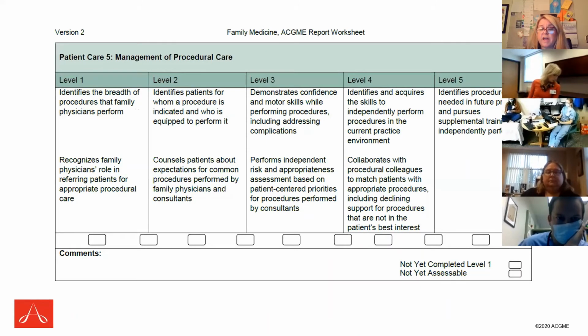And then PC5, this is new this year, managing procedures. So we will be taking a look at your procedure cards and procedure numbers and some of the competency-based assessments that we have as it relates to your procedural care. So that's patient care 1 through 5.